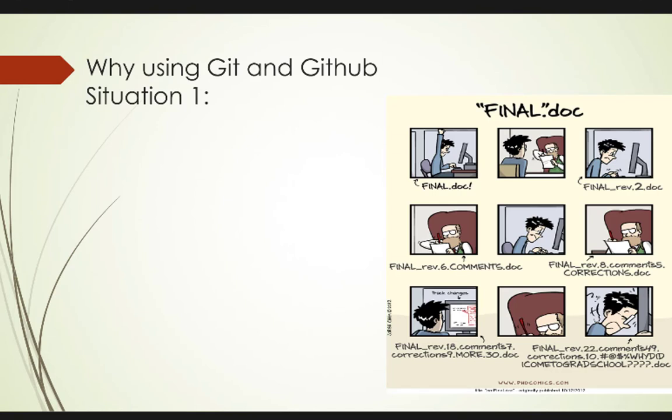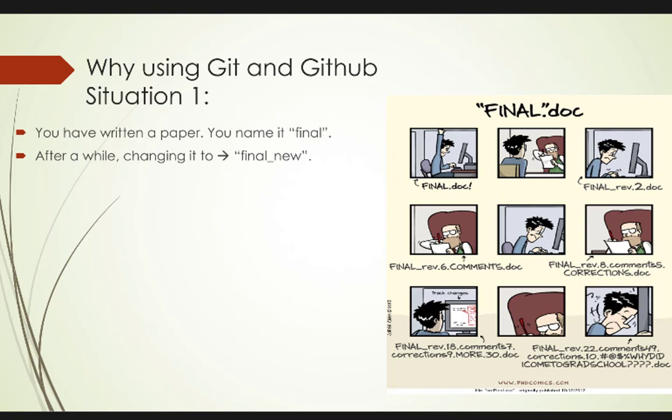So there might be a situation which many of you are familiar with. Let's say that you have written a paper and you think that the paper is final, so you name it final. But then it turns out that you need to make some modifications to the paper, so you do that and name it something else like final new. And then this process may happen again and again, as you can see in the picture, which is the life of PhD students. So you will again rename it, and this process can go many times.